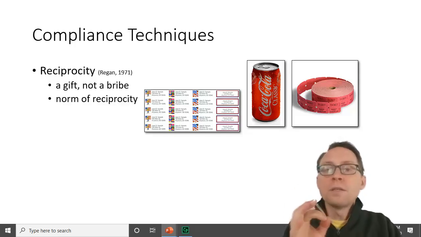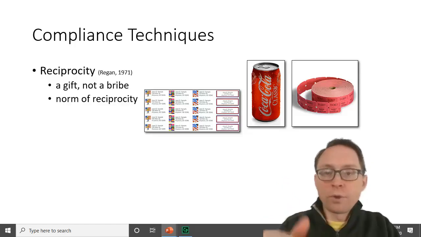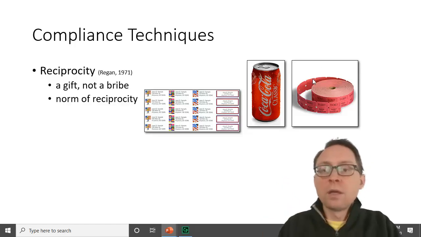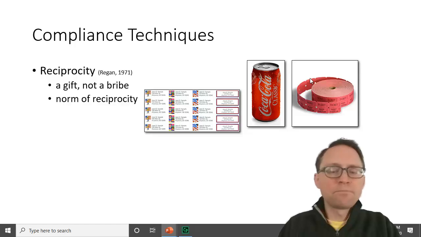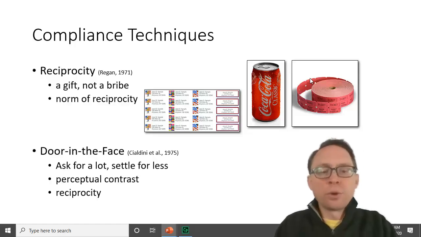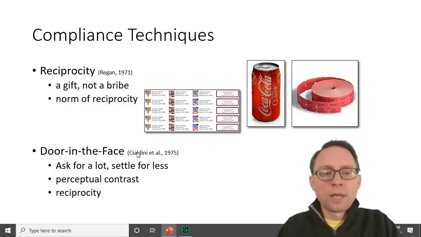The compliance is what you're asking for. So, for example, in the study, the participant complied when they were willing to buy a raffle ticket. They complied with the raffle ticket request. Okay, let's do another one. The door in the face technique. By the way, Cialdini is a very famous scientist who did a lot of these compliance techniques.